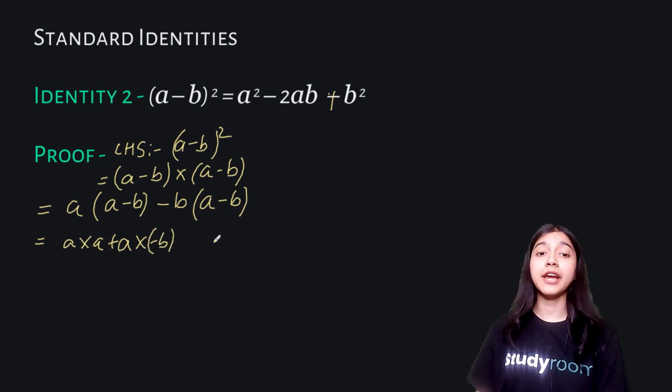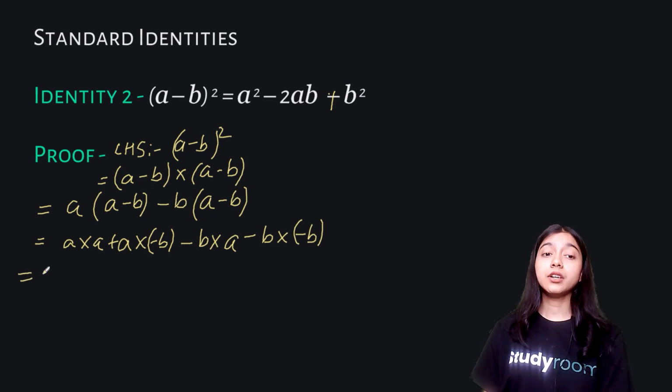It's better to keep it in bracket. Now I'll multiply minus b with a. So I'll write minus of b multiplied with a. And then I'll write minus b multiplied with minus of b. Now, over here, a multiplied with a gives us a square.